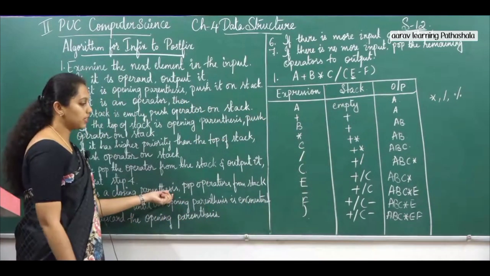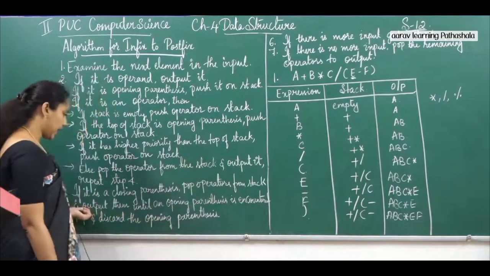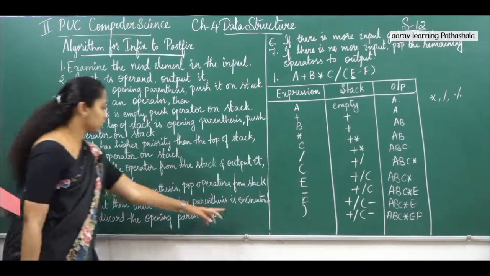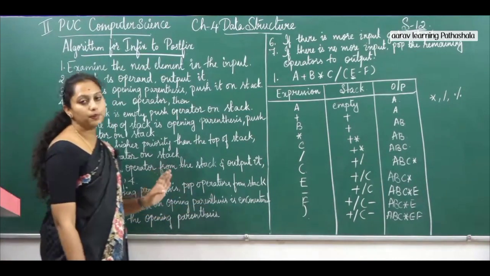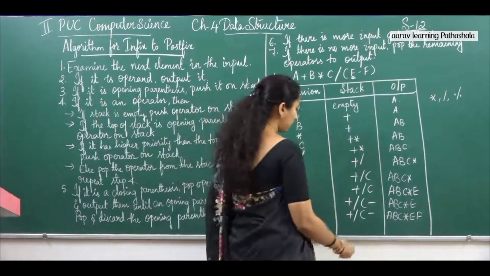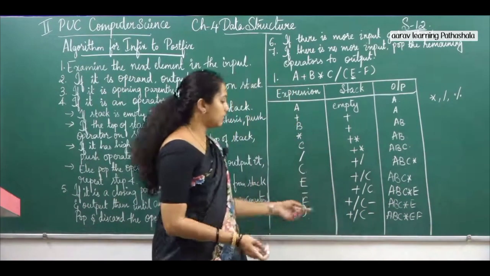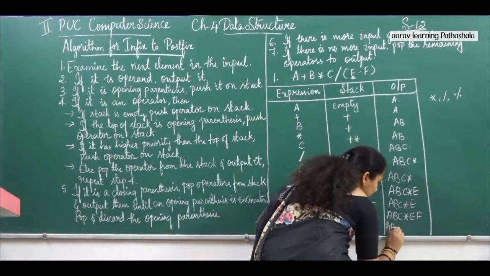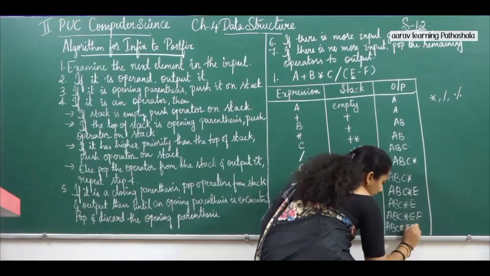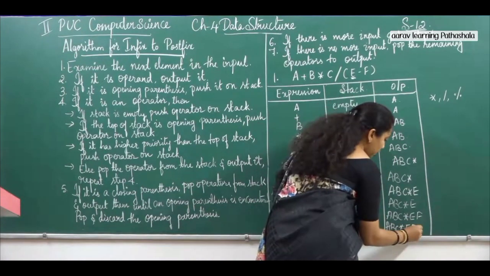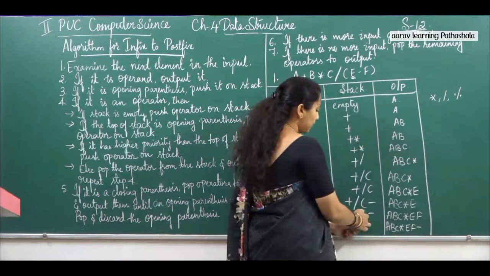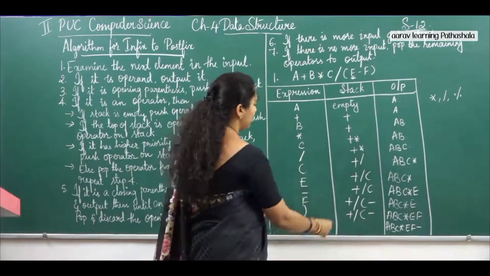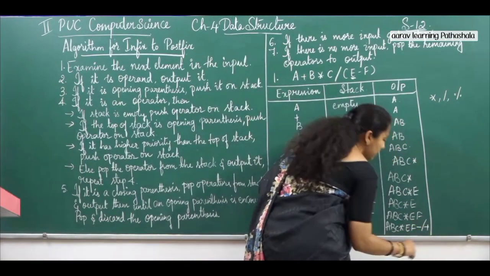If it is a closing parenthesis, pop operators from the stack and output them until an opening parenthesis is encountered. Then pop and discard the opening parenthesis. So what do we have to do now? We have to pop all the operators until we get this parenthesis. So that is A, B, C, star, E, F. Pop the operators. The first operator is minus. We got the opening parenthesis, so discard it.